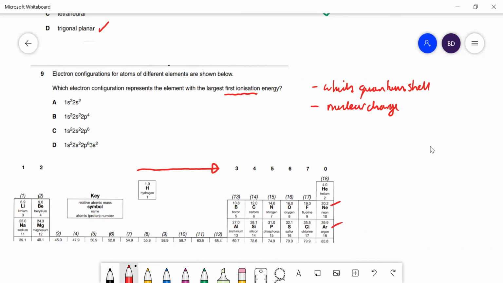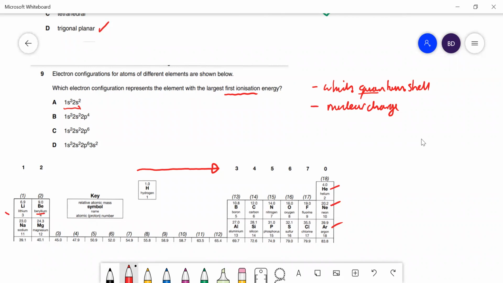And also we've got the thing about the quantum shell. We've got to remember, helium will have a higher first ionization energy than neon because it's closer to the nucleus. It's in the first quantum shell, and the same for neon, which will be higher than argon and so on. 1s2 2s2 is going to be beryllium. That won't be particularly high because it's got a small nuclear charge for something in the second shell. It's further on the left of period 2, isn't it?